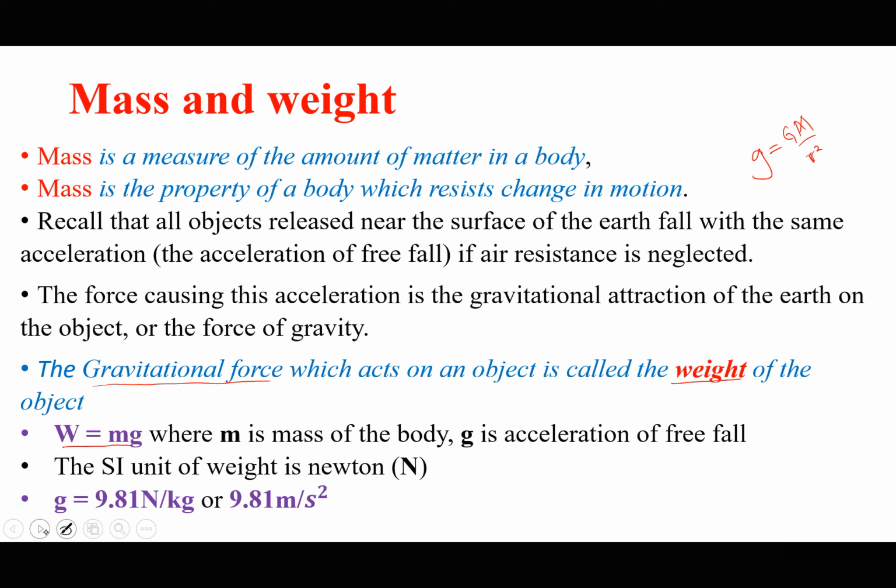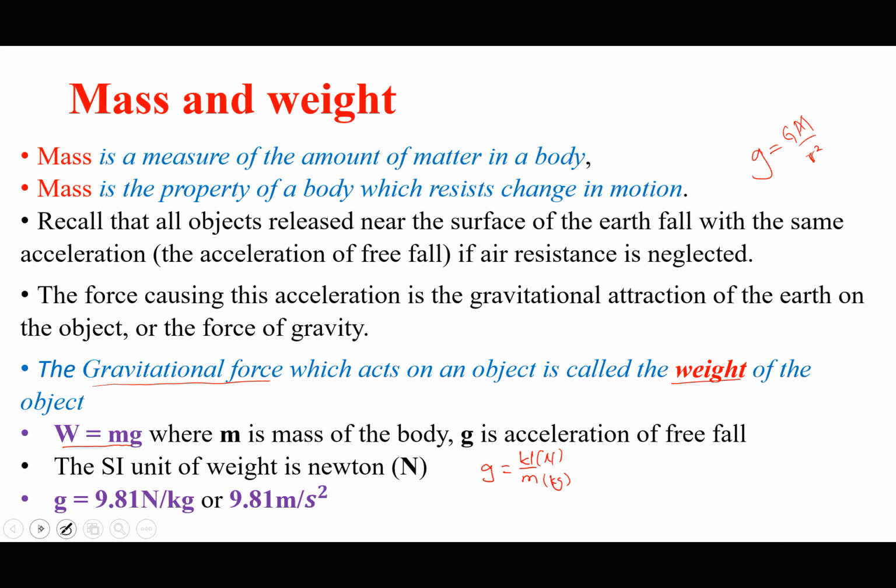Do not forget that g at this level will be given as 9.81 newtons per kilogram, or meters per second squared. Now, it's not shocking why the units could be newtons per kilogram. If g is made the subject, g is weight divided by mass, where weight is a force measured in newtons and mass is measured in kilograms. So the units could also be newtons per kilogram. Okay, so that is a simple introduction about mass and weight.